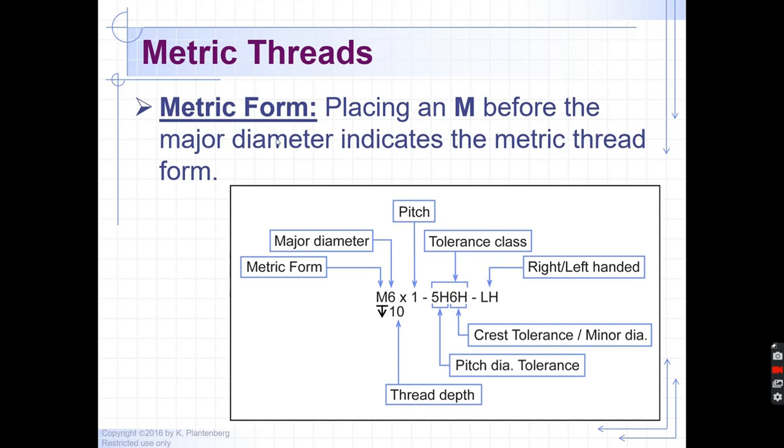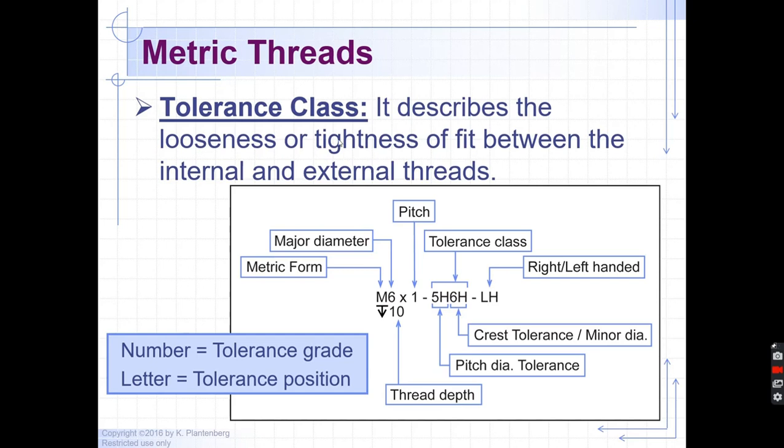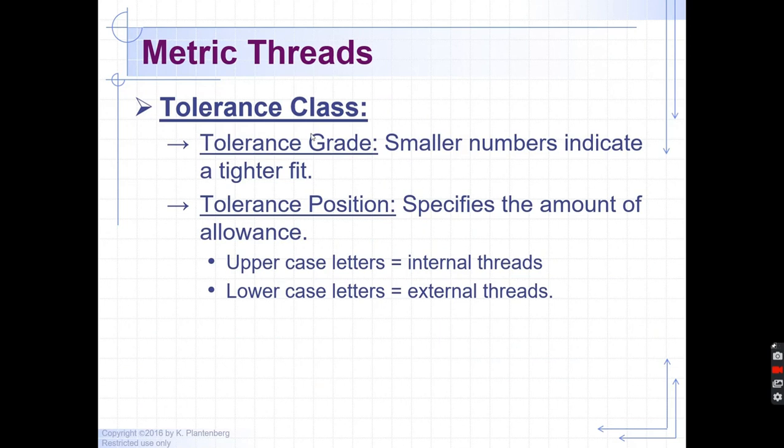Okay, again, the M means that it's a metric thread. Then of course the pitch. Tolerance class is the looseness or tightness of fits. The number is the tolerance grade, the letter is the tolerance position. Usually uppercase letters are internal, lowercase letters are external.